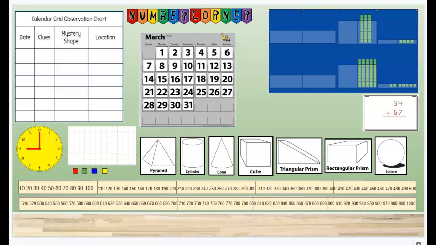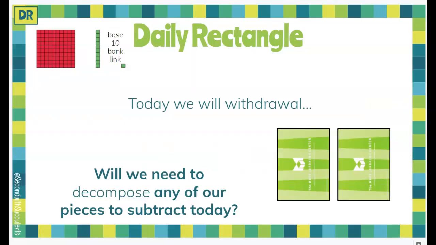For Number Corner today, we will be making a withdrawal from our base 10 bank checking account. You won't need any materials for Number Corner today. Let's have a look at how much we will withdraw from our checking account.